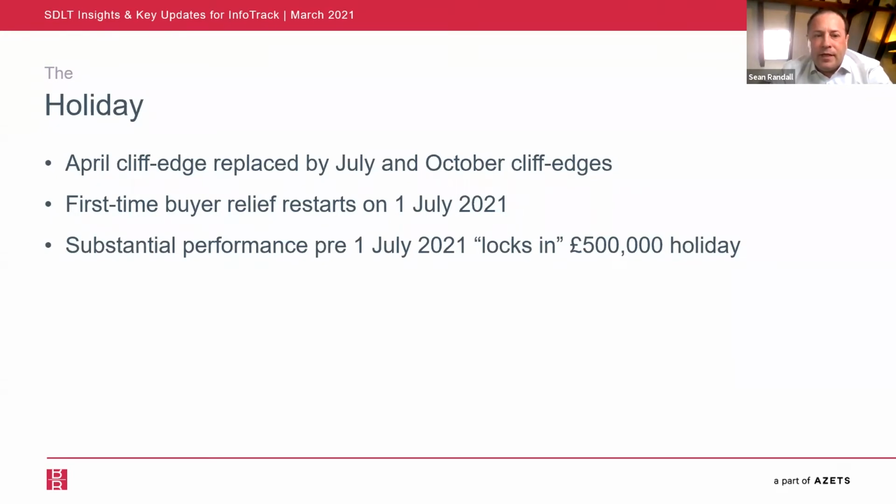First-time buyer relief, and that's a complete relief up to 300,000, will restart on the 1st of July. Of course, it doesn't have any effect whilst we have a £500,000 holiday, but when the 1st of July stamp duty holiday kicks in, the 250, well, there's 50k which will be relieved under first-time buyer relief. So watch out for that restarting for first-time buyers.